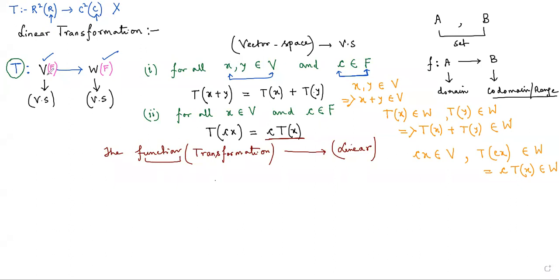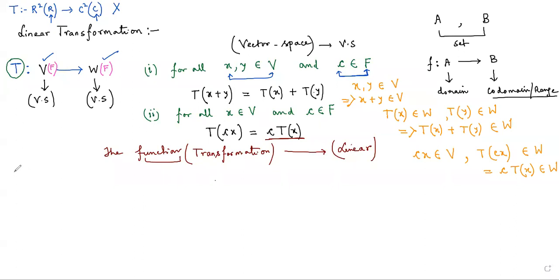Now this function is not just any function, it is going to satisfy two important properties. First property is that if we select two elements X and Y from V, and if we choose an element C from F, where C is a scalar quantity and X, Y are vector quantities, then T of X plus Y gives you Tx plus Ty. And the second property, that for all X belongs to V and for all C belongs to F, if I apply the transformation on the vector Cx, it is equal to C into Tx. If these two properties are satisfied, the transformation is said to be a linear transformation.